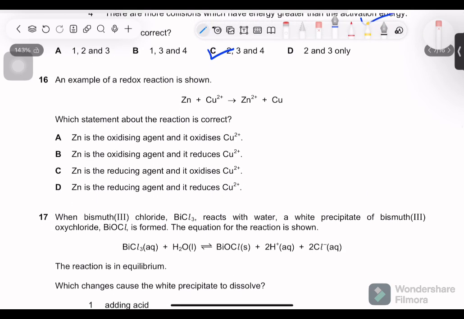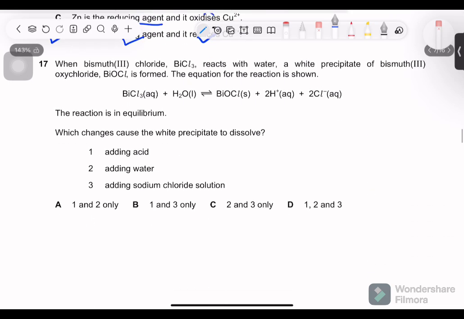An example of a redox reaction is shown. Which statement about the reaction is correct? Zinc is the oxidizing agent and it oxidizes copper. So if zinc was the oxidizing agent, it should have been reduced, because if something is an oxidizing agent, it is itself reduced. But we can see that zinc is being oxidized. So zinc is the reducing agent. A reducing agent does not oxidize, a reducing agent reduces. So D is the correct answer.